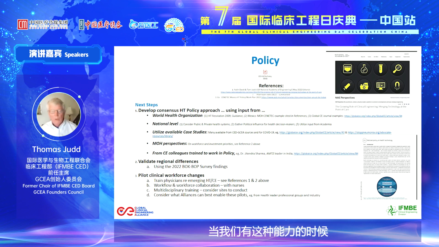And as we develop that capability, we need to look to several sources. WHO has much guidance around that. Nationally, I'm sure there is much guidance around developing health technology policy in your various provinces and in your country. We have many case studies we can share with you, both from within our community and from those we partner with, such as the Ministry of Health. Here's an example.